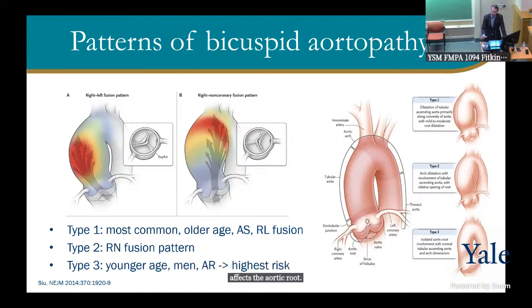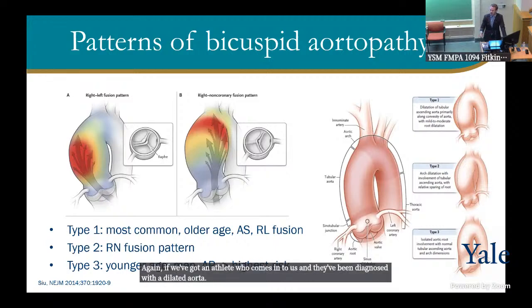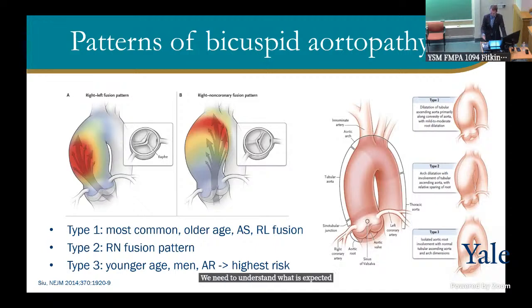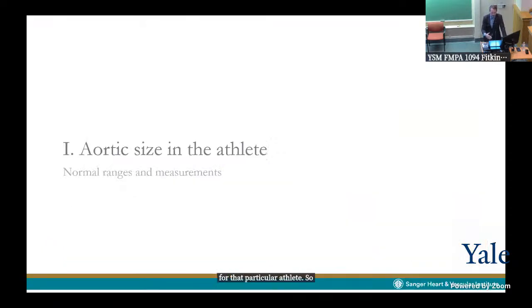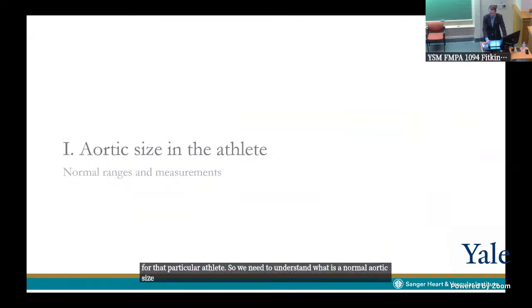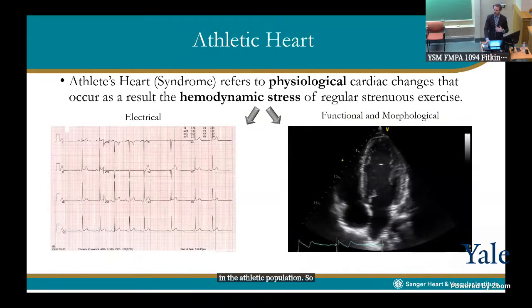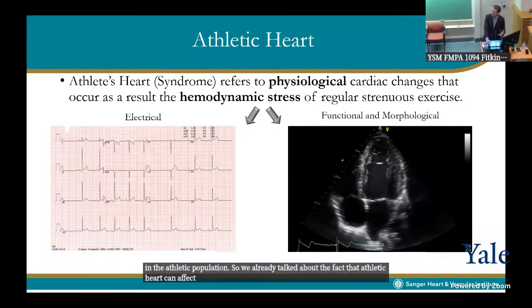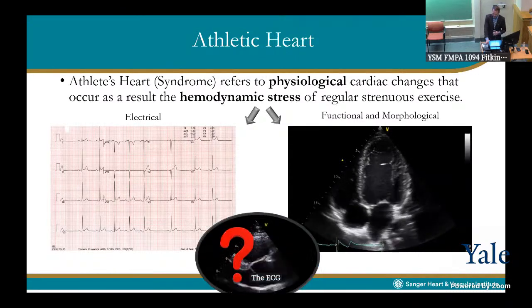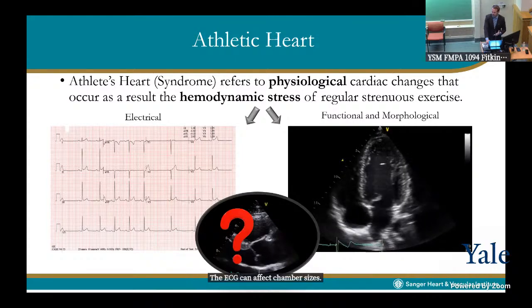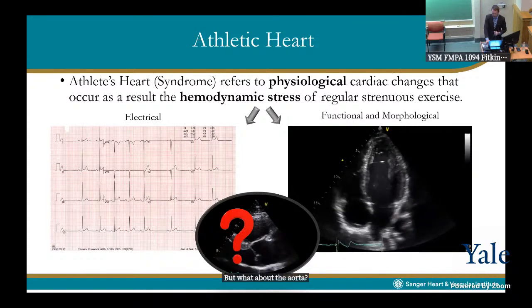Again, if we've got an athlete who comes in to us and they've been diagnosed with a dilated aorta, we need to understand what is expected for that particular athlete. So we need to understand what is a normal aortic size in the athletic population. So we already talked about the fact that athletic heart can affect the ECG, can affect chamber sizes, but what about the aorta? And so it would make sense that it can be affected.